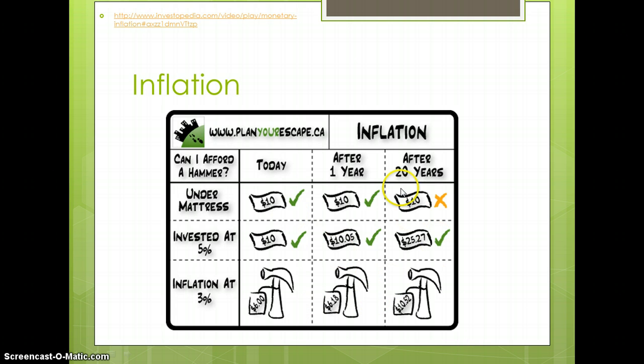So now let's look at after 20 years. That $10 under your mattress is still $10, no change. However, after all these years with a 5% investment, it eventually grows to $25.27. So if you have invested at 5%, which is a pretty good rate of investment, it grows to $25.27. However, a hammer, if it keeps going up by 3%, will cost $10.52 at 3% inflation. So inflation is, by definition, the slow increase of prices over time. And we usually measure that year by year, and healthy inflation is about 2 to 3%.